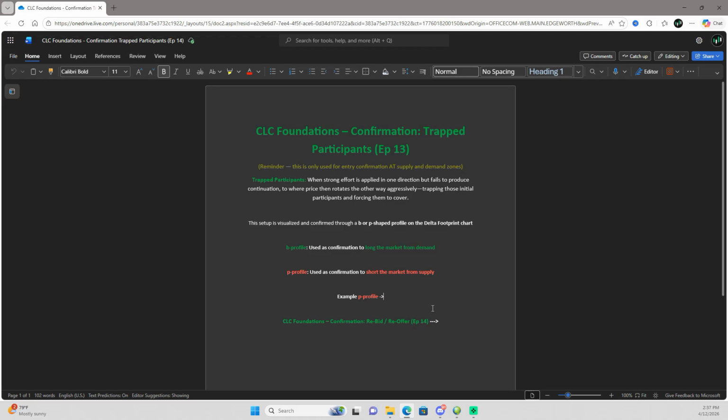We're now going to move on to the second playbook confirmation that we can use to actually validate our ideas about buyers and sellers stepping in at supply and demand through the rebid and the reoffer setup. So I'll see you guys over there.